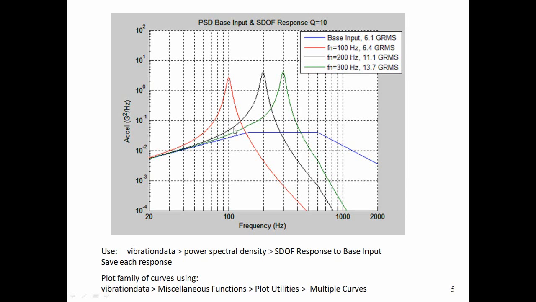And then we took the square root of the area under each curve, and we noted the GRMS value here in the legend. And then what we can do is take those 3 GRMS values and plot them as a function of natural frequency. And by the way, on these slides here, I have the instructions on how to access the functions for carrying out all of these exercises.